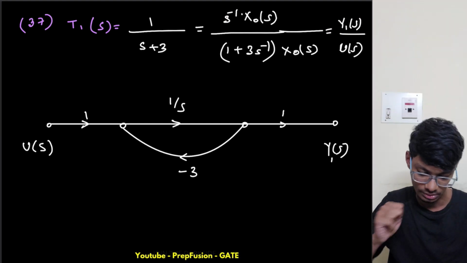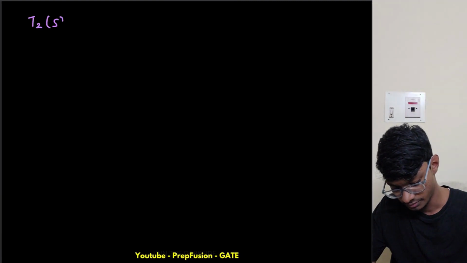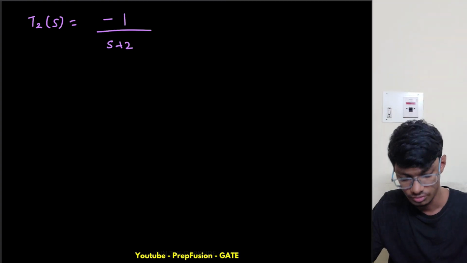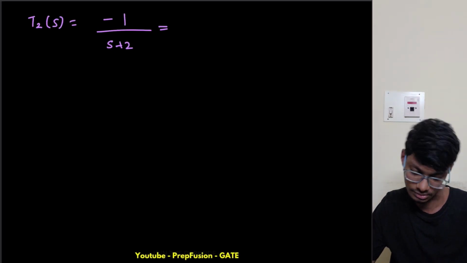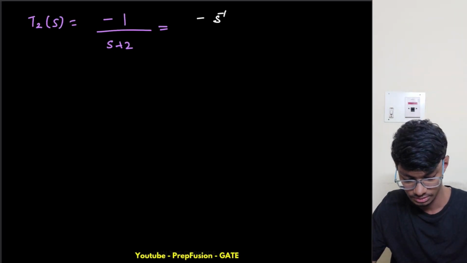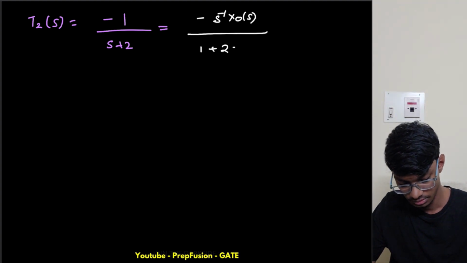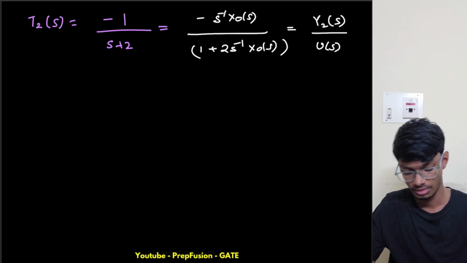Now let's solve it for the second transformation. So what is the second transformation? t2 of s is basically minus 1 by s plus 2 this time. So this becomes s inverse x naught of s divided by 1 plus 2 s inverse x naught of s, and this is equal to y2 of s upon u of s only.